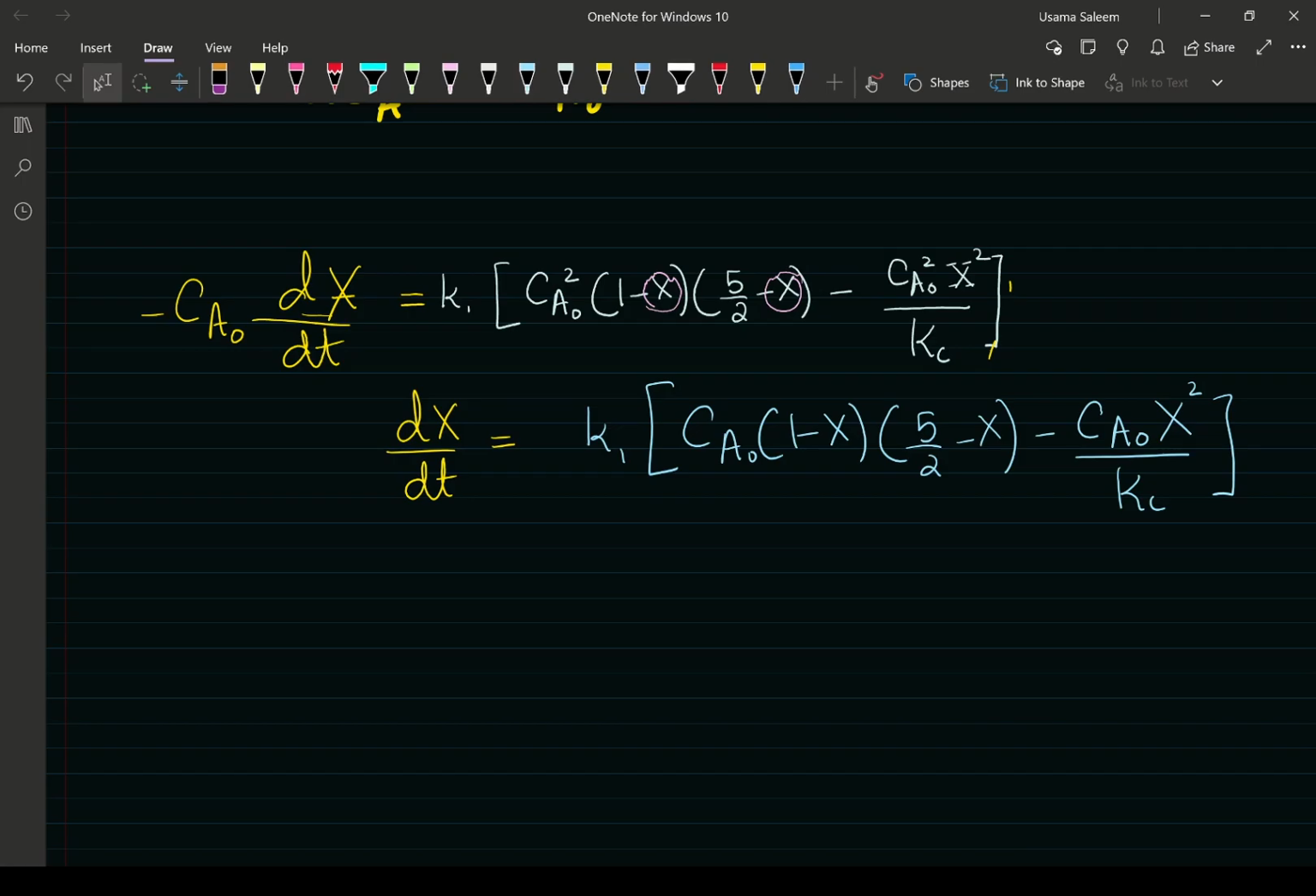Now, at first sight, this differential equation is most certainly a separable ODE, but the integration is going to be not very nice. So we're going to perform numerical integration for this in the next part of this video.